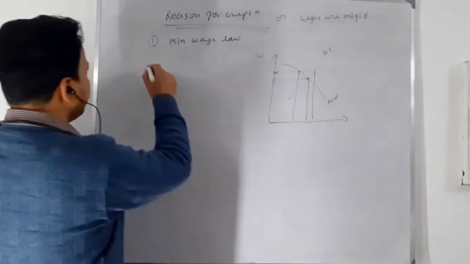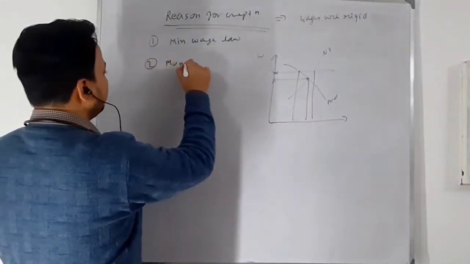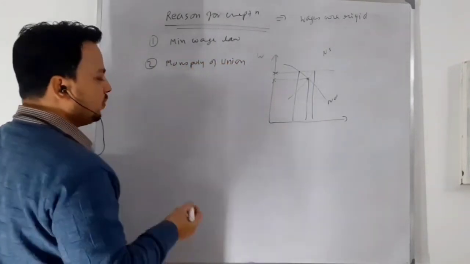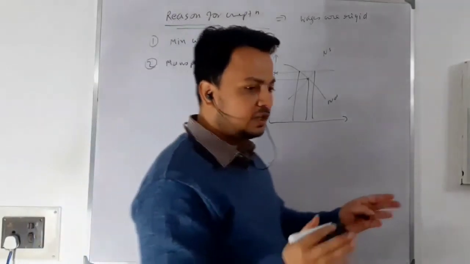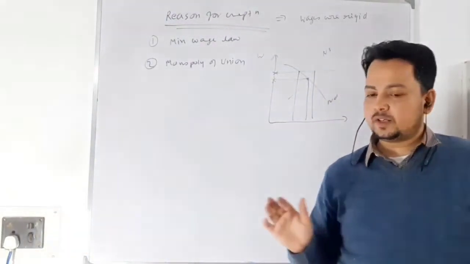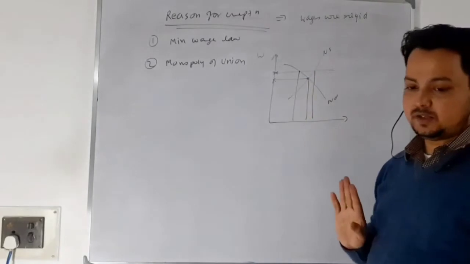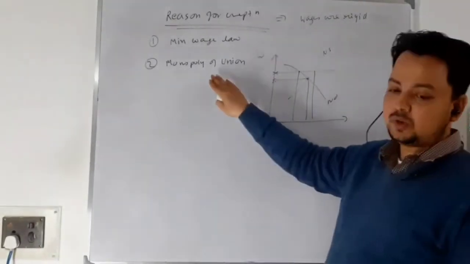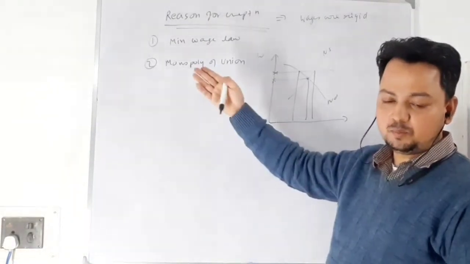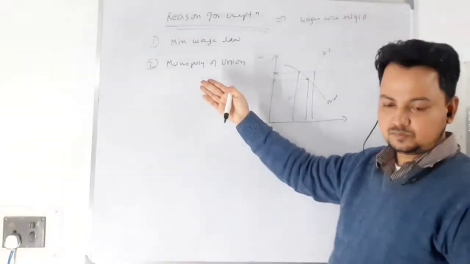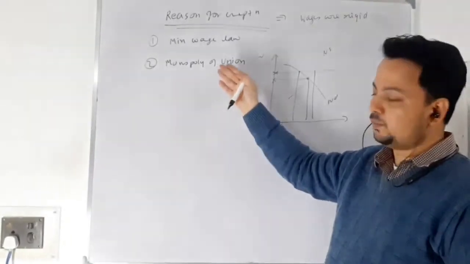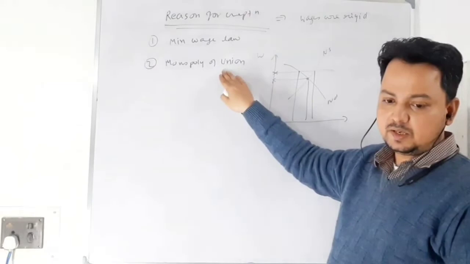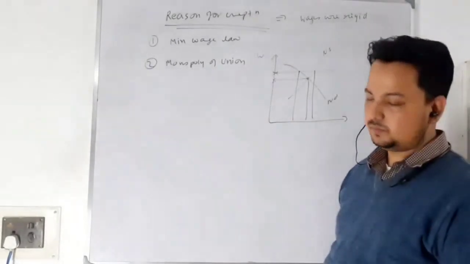The second thing is the monopoly of unions. We have unions, and they do collective bargaining. When they do collective bargaining, they are not looking at the market forces of demand and supply. They look at what benefit they can derive from the employer. So when you have a monopoly of unions, wages are downward inflexible.